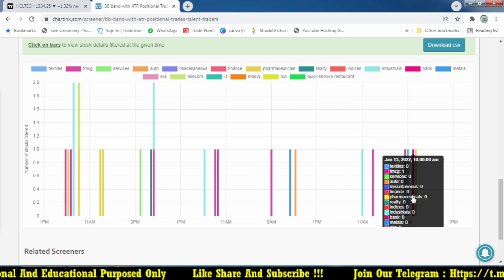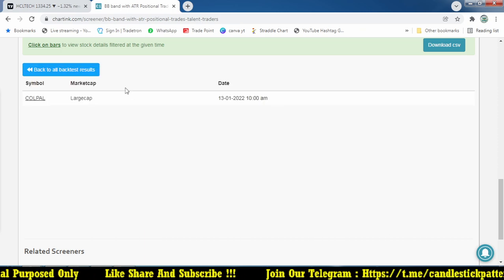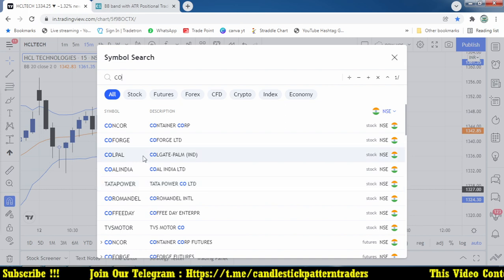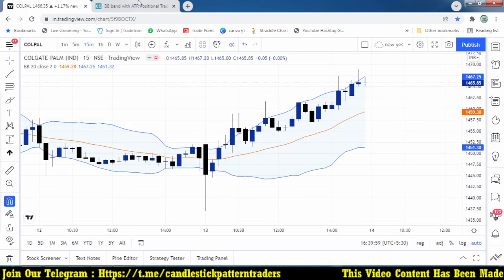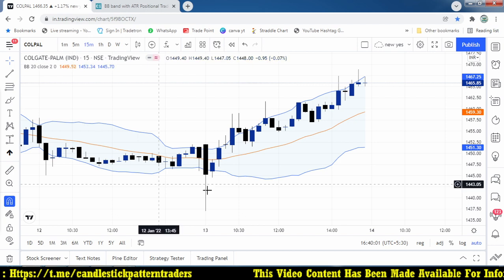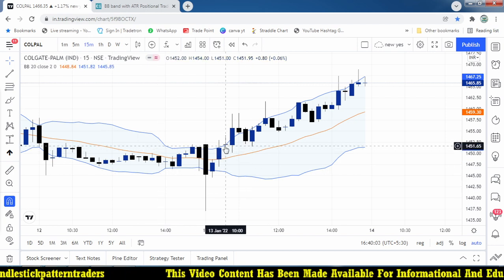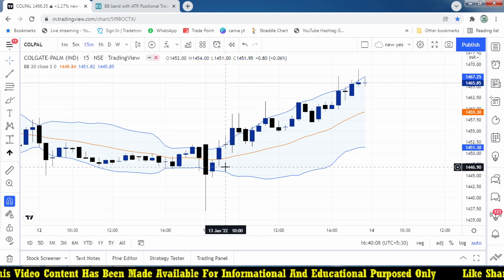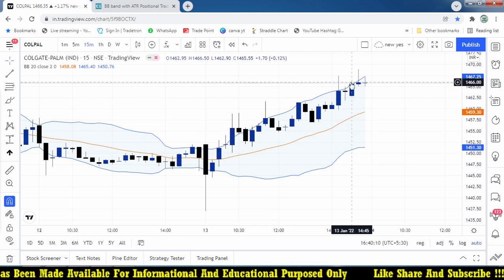Okay, two. And the third stock would be Colpal. Not a good volume stock, but we can still check it. Colpal at 10 a.m. This one broke, then keep the stop loss at the previous candle. It also works well. Good.